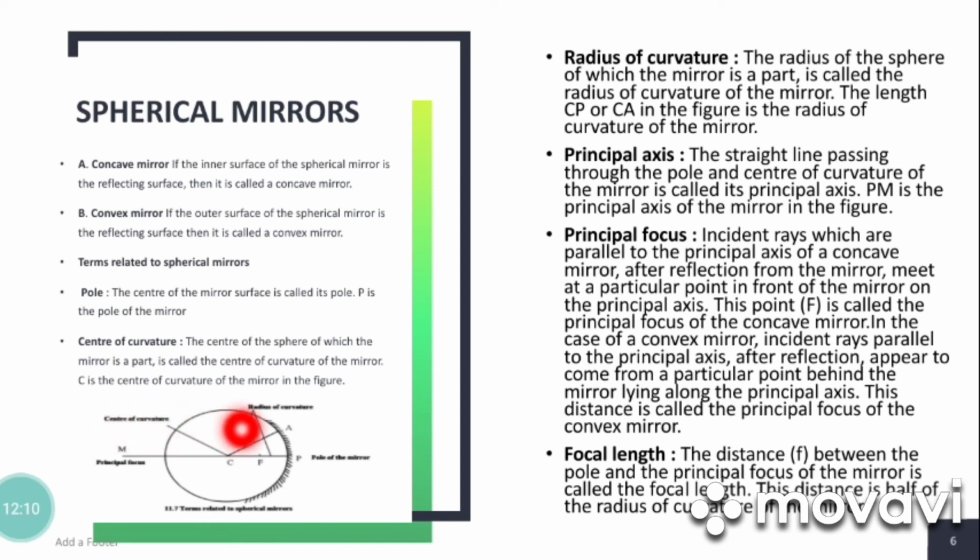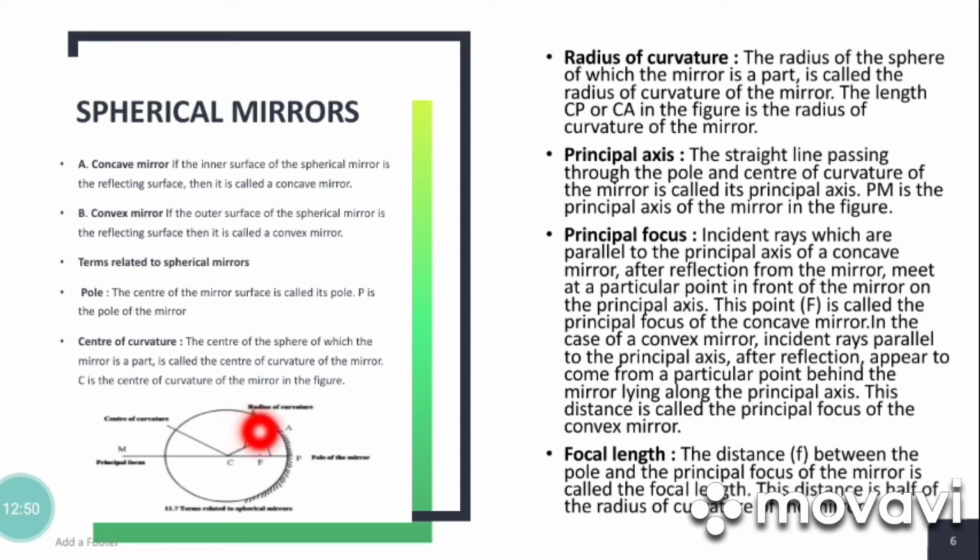Principal axis. The straight line passing through the pole and center of curvature of the mirror is called the principal axis. Here in the figure, PM is the principal axis of the mirror. Principal focus. Incident rays which are parallel to the principal axis of a concave mirror, after reflection from the mirror, meet at a particular point in front of the mirror on the principal axis. This point F is called the principal focus of the concave mirror.